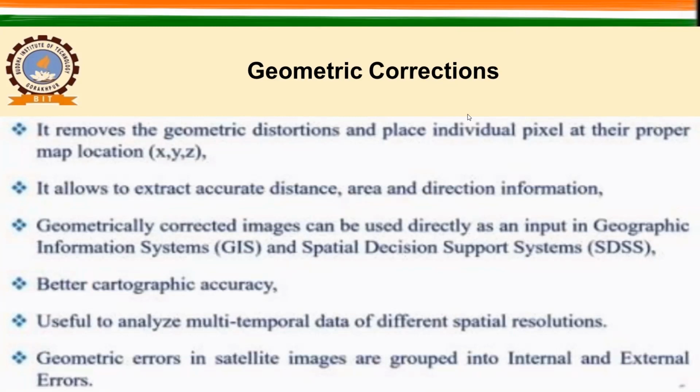So suppose if this tree is supposed to be here, then you will find that area representation using this image is not correct. Because why is it not correct? Because we are talking about these space-borne images or airborne images, not our handheld cameras. Then it allows us to extract accurate distance, area and direction information, because if you know that one pixel is 1 by 1 meter, then you can easily calculate the distance between these 3 pixels.